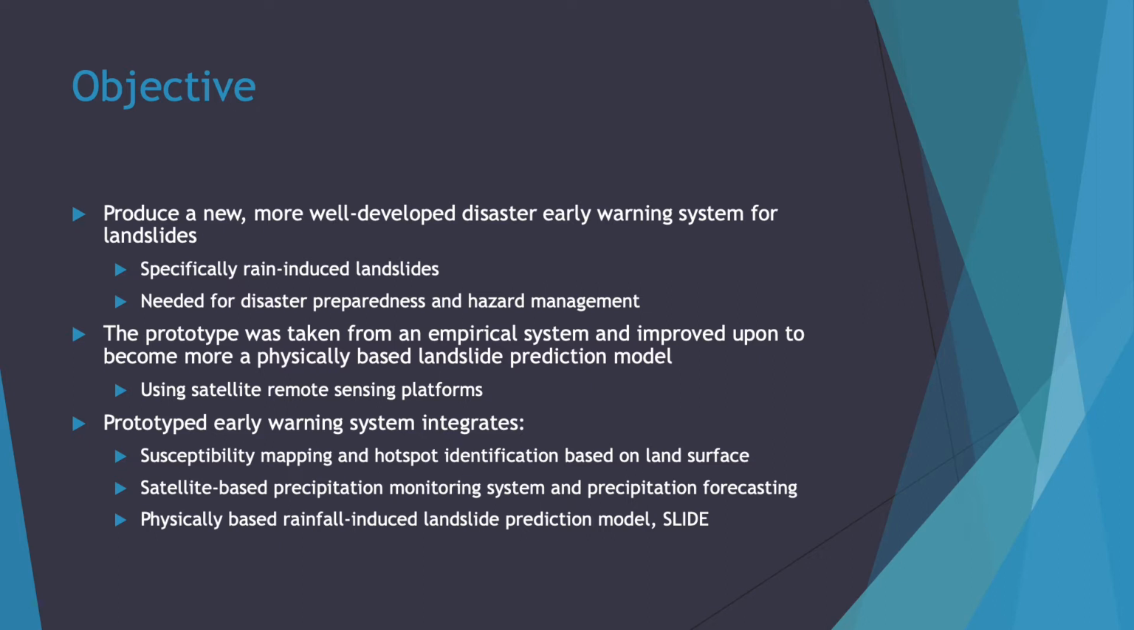This prototyped early warning system integrates three things: susceptibility mapping and hotspot identification based on the land surface, satellite-based precipitation monitoring systems and precipitation forecasting, and a physically based rainfall-induced landslide prediction model, also known as SLIDE.